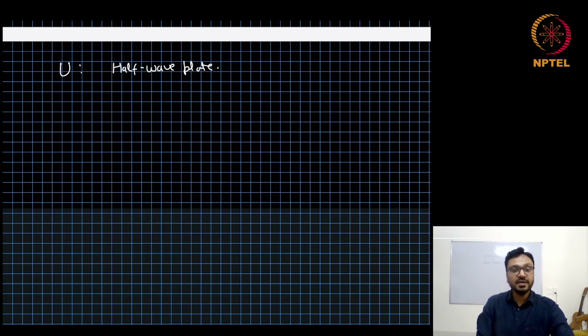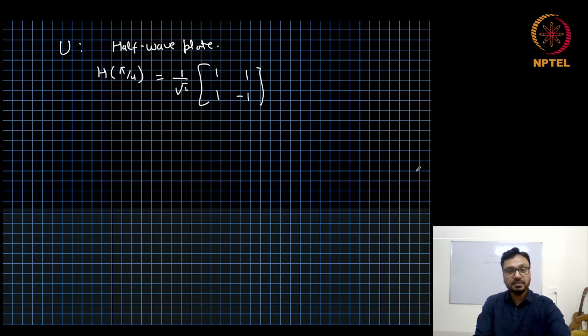So we are not going into the details of what a half wave plate is, but the action of a half wave plate when it is rotated by angle pi over 4 has the matrix 1 over root 2, [1, 1; 1, -1]. What is the benefit of this? We know that the plus and minus states are 1 over root 2, (1, plus or minus 1). This is also the representation of D and A, because we are identifying D with plus and A with minus.